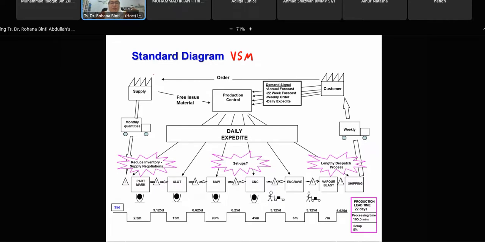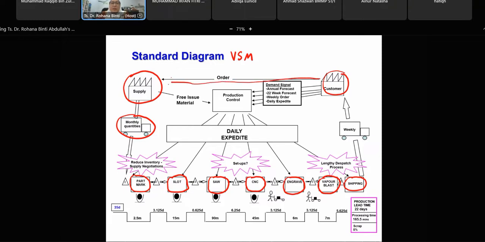Macam saya cakap tadi, you start from raw material, maknanya start from the supplier. Ini semua standard symbol dia. You start from the supplier. Alright, supplier deliver the product, masuk dalam production line, and then they start to process. Ini kotak-kotak ni semua adalah proses. Ini setiap proses. Part mark, slot, saw, masuk CNC, masuk engrave, masuk vapor blast. Lepas tu last kali proses dia ship produk dia ke siapa? Ke customer.